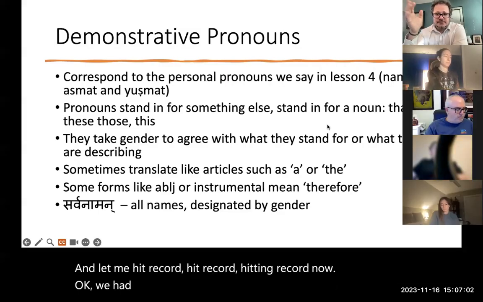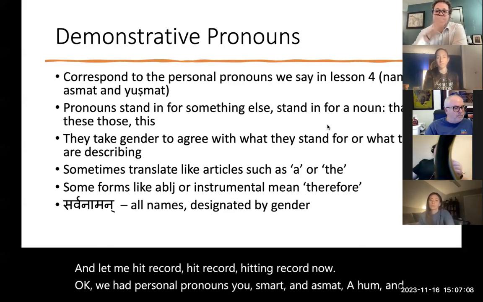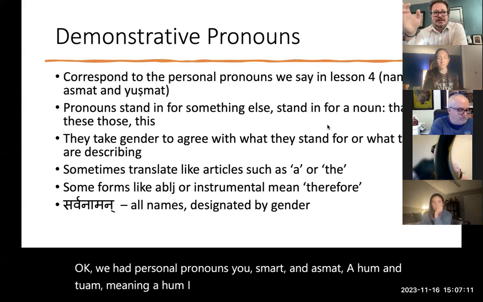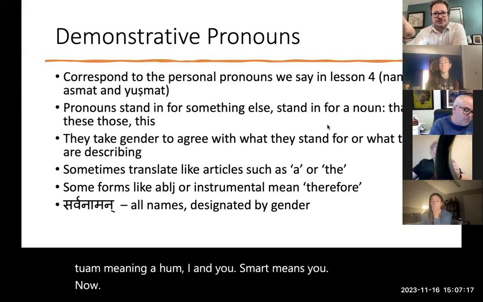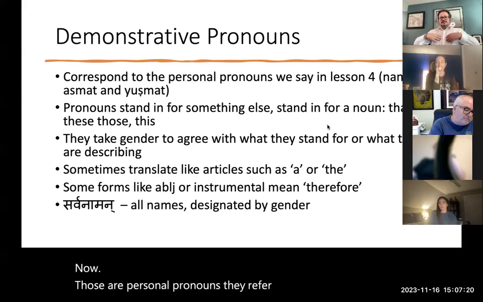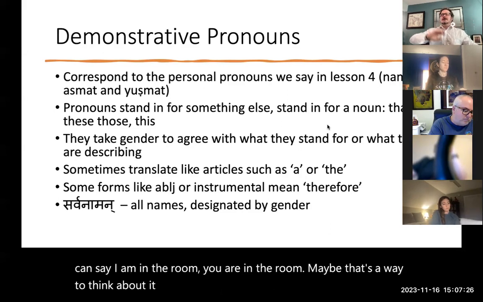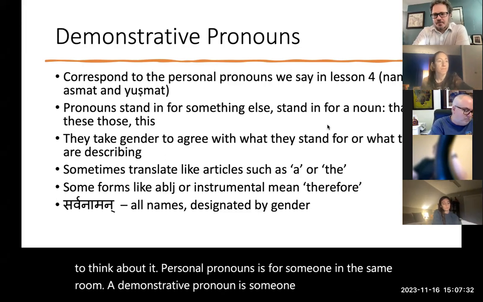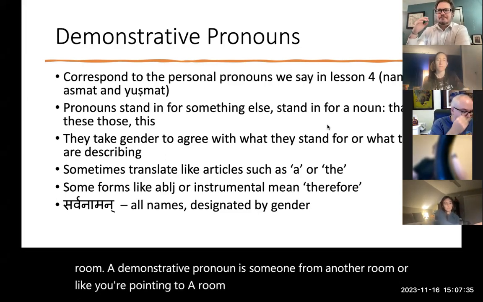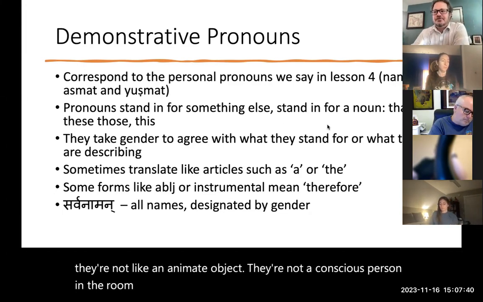We had personal pronouns, yusmat and asmat, aham and twam, meaning aham, I, and yusmat means you, twam. Now, those are personal pronouns. They refer to someone present. I can say, I am in the room. You are in the room. Maybe that's a way to think about it. Personal pronouns are for someone in the same room. A demonstrative pronoun is someone from another room, or like you're pointing to a room, or they're in the room, but they're not an animate object. They're not a conscious person in the room. So this, that, these, those.